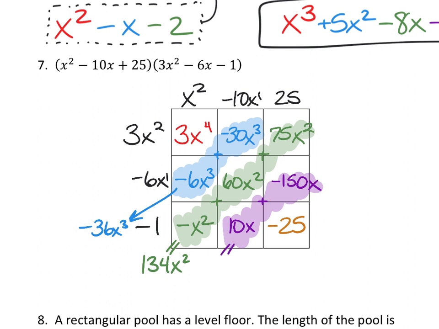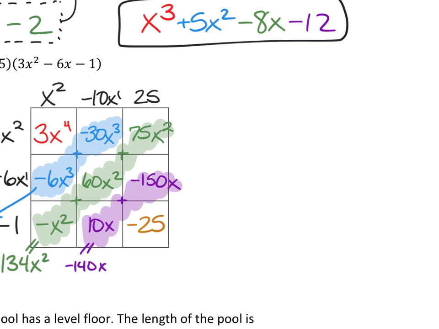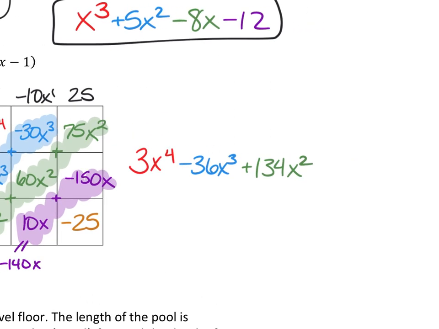And then negative 150 plus 10 is negative 140. So we take all of the numbers out of the Punnett square. 3 of them are already out. We just need the ones that are by themselves to make our final polynomial. Our final polynomial would be 3x to the 4th minus 36x cubed plus 134x squared minus 140x minus 25.